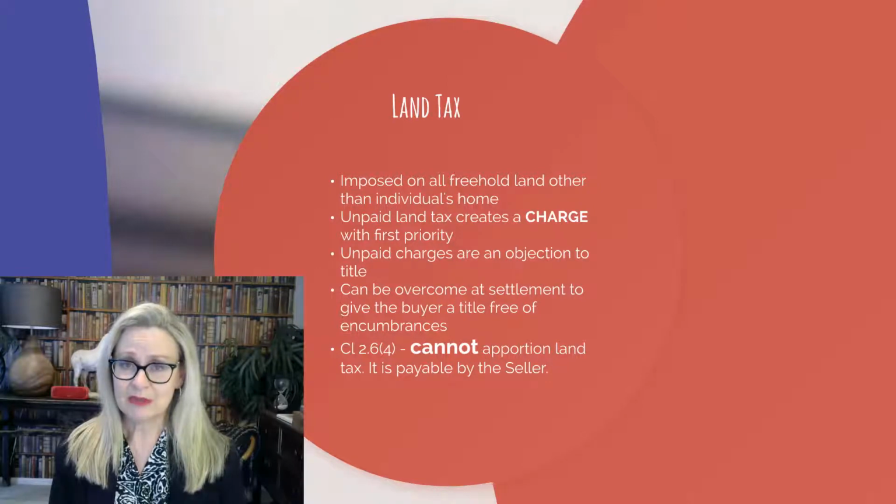Now, that unpaid bill will constitute a statutory charge over the property that runs with the land. So that charge will have first priority, and the buyer can raise that as an objection to title. The seller can overcome that kind of objection by paying it out at settlement, but if it's a very large sum, it may mean that the transaction falls over. So land tax is one that you need to be careful of.